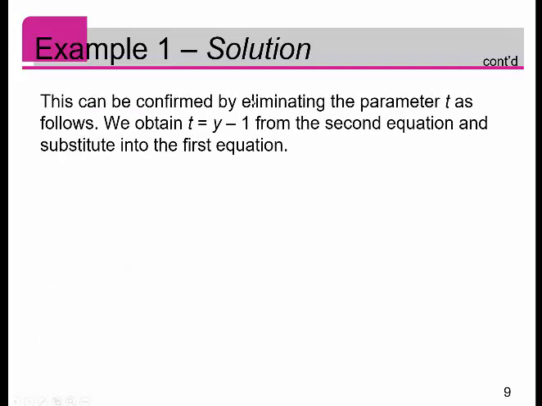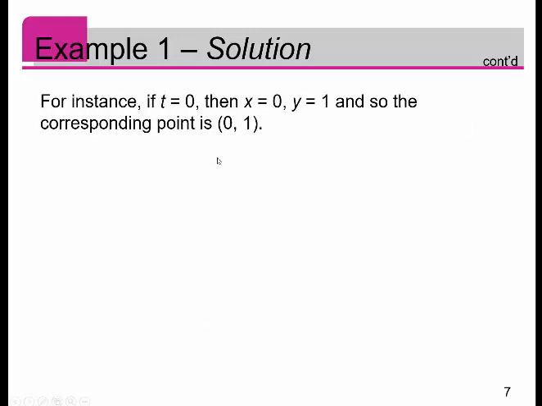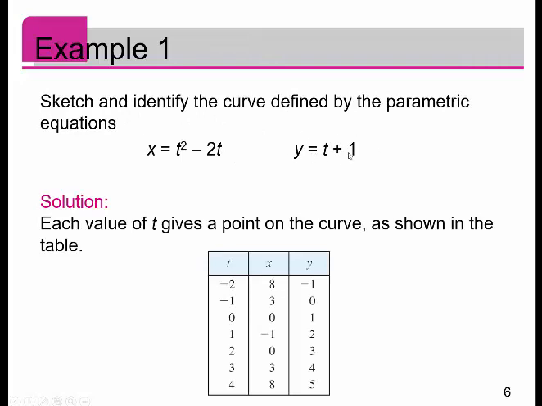This can be confirmed by eliminating the parameter t as follows. We obtain t from the second equation. If you look back up here, what we're going to do is solve for t, just to get the t variable by itself. So I'm going to subtract that over, and I have t is equal to y minus 1.